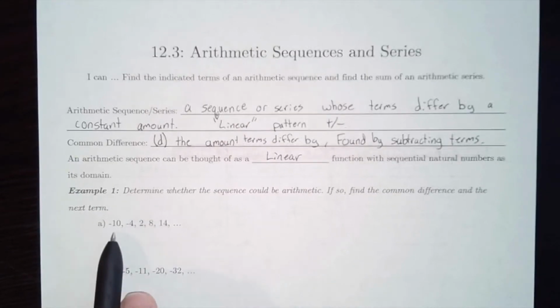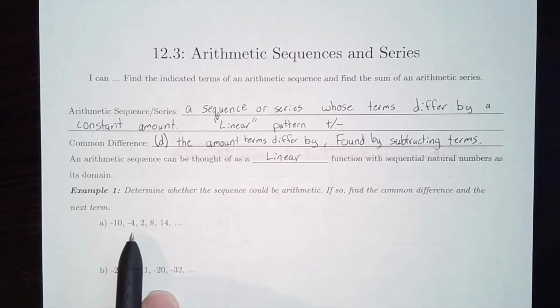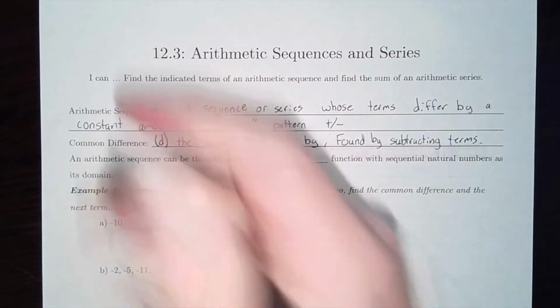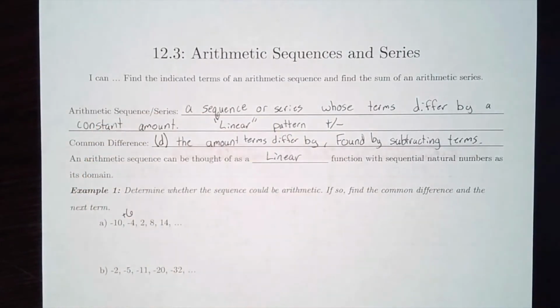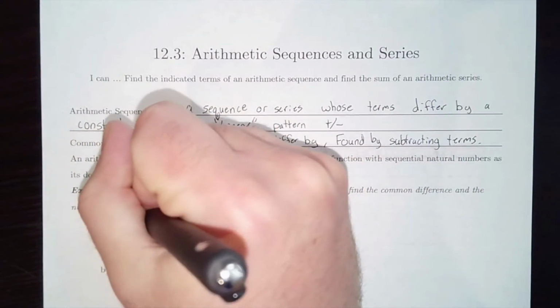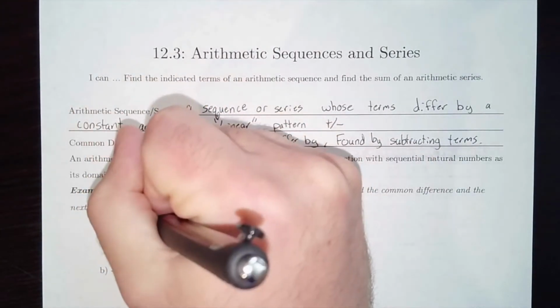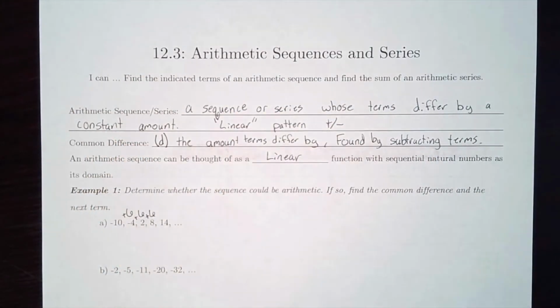If I look at 1a here, I'm going from negative 10 to negative 4. Well, I can subtract those. It's negative 4 minus a negative 10, which gives me a positive 6. We can also see that I'm adding 6 to go from negative 10 to negative 4. I'm also adding 6 to go from negative 4 to 2. I'm also adding 6 to go from 2 to 8. And from 8 to 14 is also adding 6.